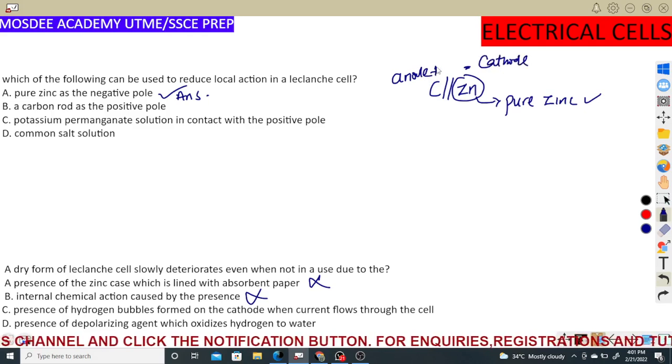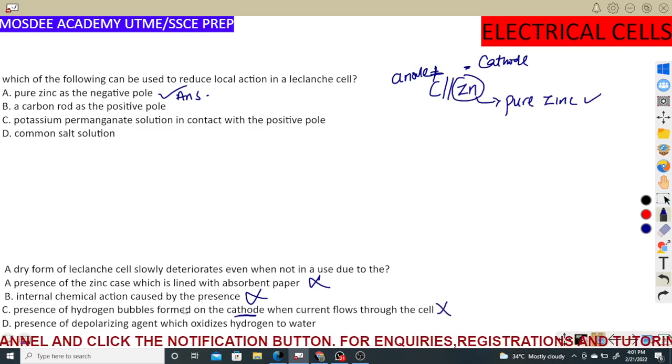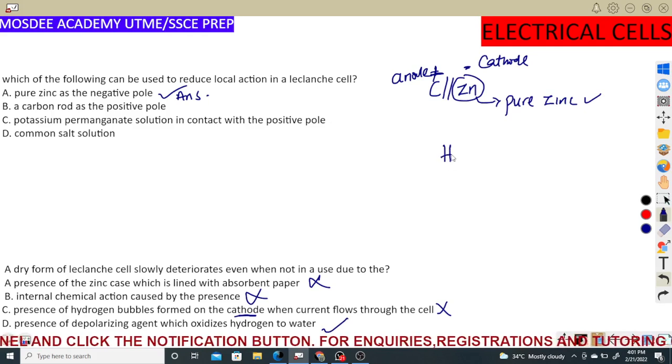The hydrogen bubble is formed at this point, positive. Where is the positive electrode? Is it the cathode? Presence of hydrogen bubble formed at the cathode. That is where hydrogen bubbles cause polarization, but it is not formed at the cathode. Where is it formed? At the anode. Please note that. So now the last one, presence of depolarizing agent which oxidizes hydrogen to water. That is the answer.